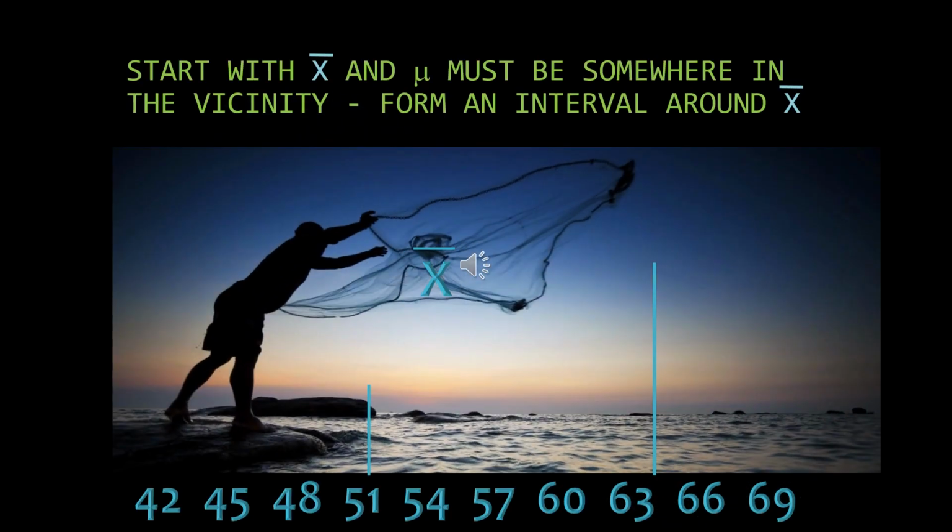Remember, we went fishing for mu for the Deep South folks. We had some evidence of the location. X bar gave us that information, the sample mean. And then we formed an interval around the sample mean with a lower and upper mean that likely surrounded the mu, the population mean we were hunting.